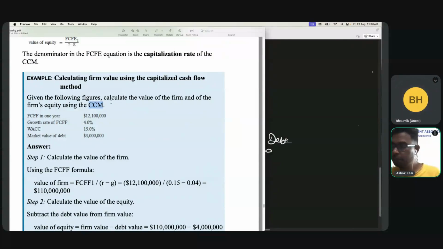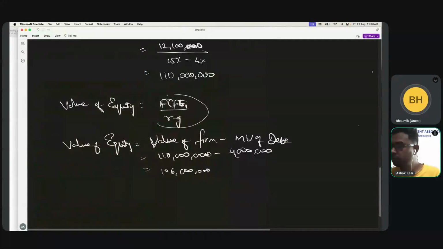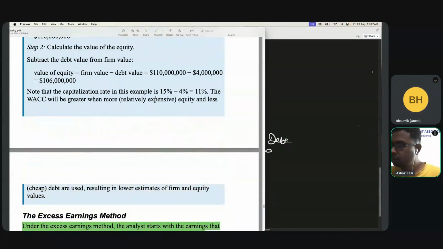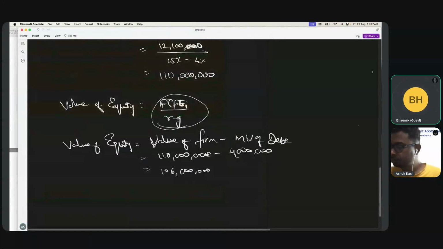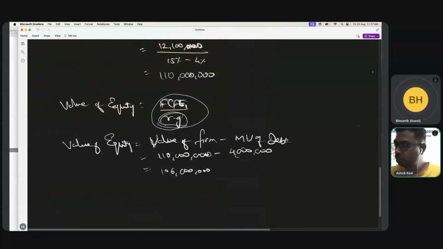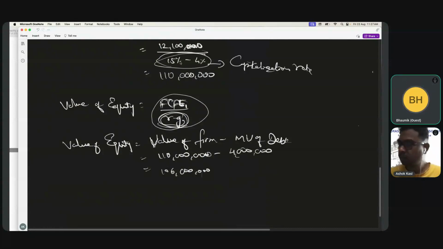So this CCM means capitalized cash flow model. It is very similar to Gordon growth. Note that the capitalization rate in this example, R minus G, is called the capitalization rate. Capitalization rate, in this case, is WACC minus G.